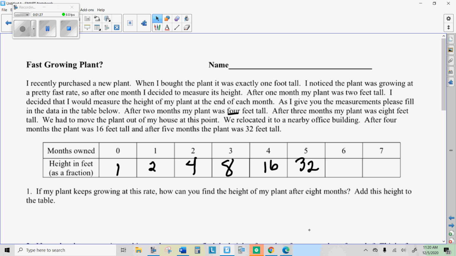We want to figure out what the pattern is here. Go ahead and fill in the last two columns once you figure that out. And then predict what it will be after 8 months. Okay, and we're going to add on to the table and put that in there. So go ahead and do that.